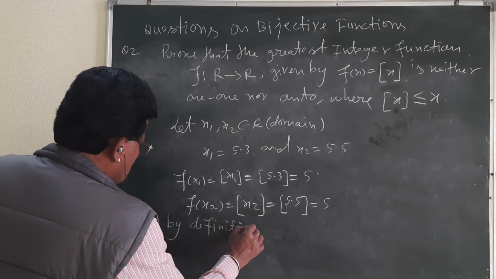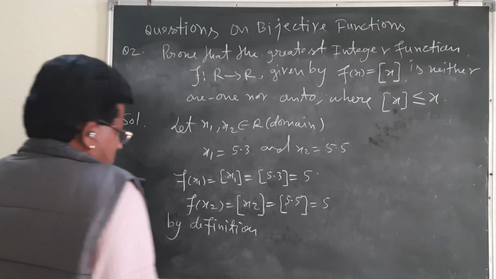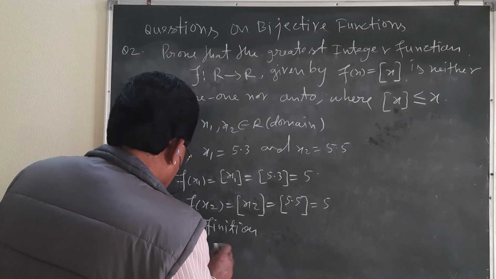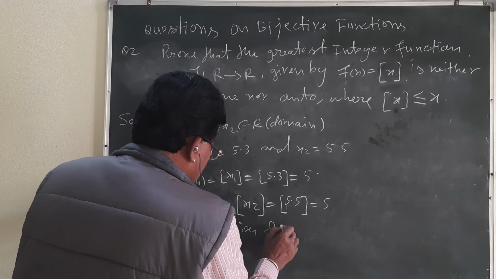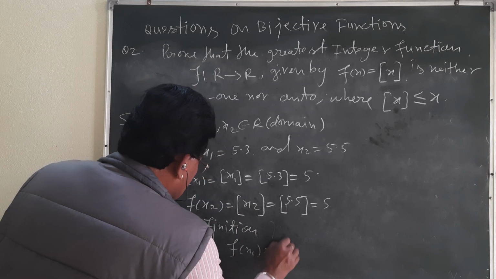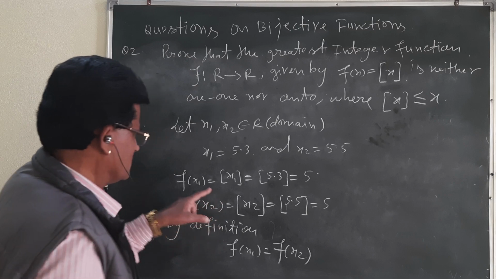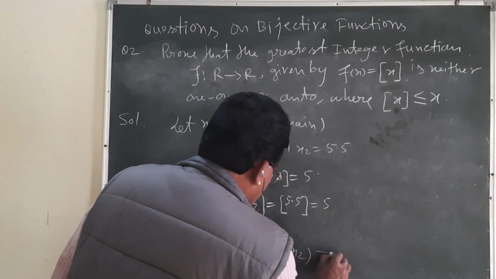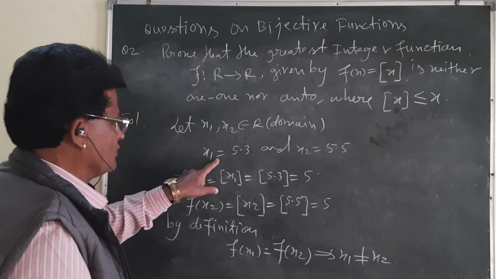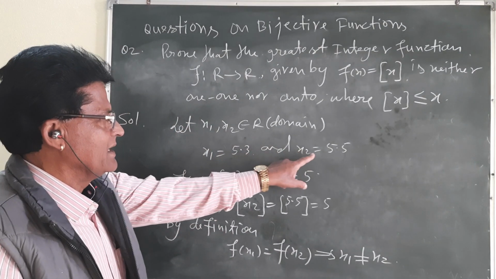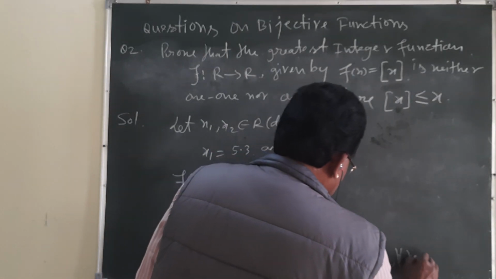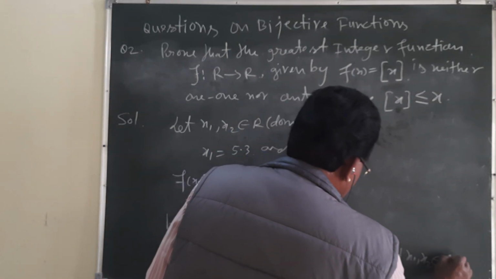Definition of one-one function. Let me take f(x1) equal to f(x2). Just we have f(x1) and f(x2) both the same. Implies that x1 does not equal x2. You see x1 is 5.3, x2 is 5.5. Both are not equal. For x1, x2 belonging to real numbers.